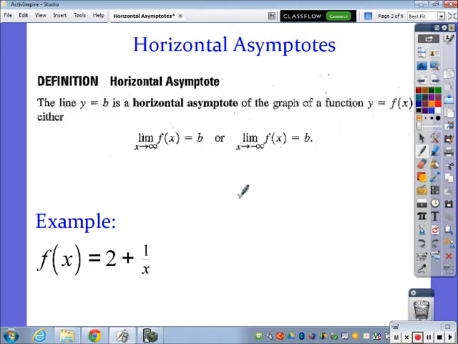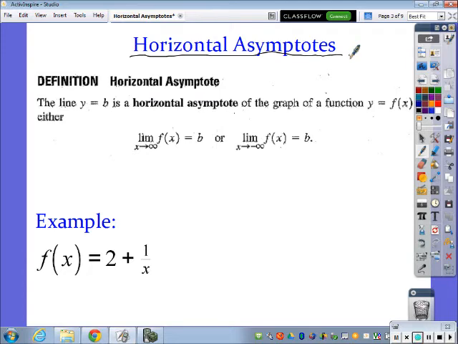So here's the formal definition. The line y equals b is a horizontal asymptote of the graph of a function y equals f of x, if either the limit as x approaches infinity of f of x equals a value b, or the limit as x approaches negative infinity of f of x equals b. So we're taking exactly what we just did, an infinite limit, and we're giving it a name, horizontal asymptote, which you should have seen before now.